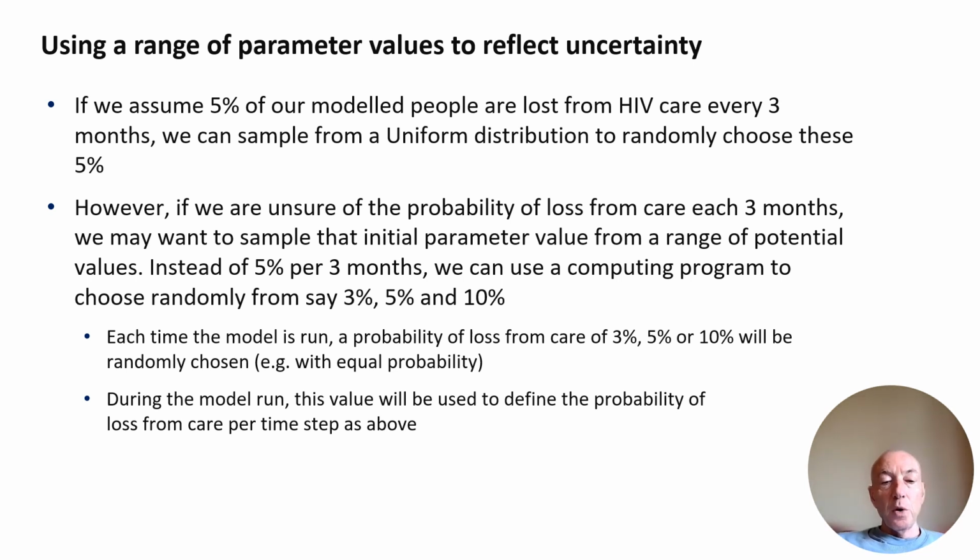So then each time the model is run, a probability of loss from care of 3%, 5%, or 10% will be randomly chosen, for example, with equal probability. During the model run, this value will be used to define the probability of loss from care per time step, as described above. And then we will look at the outputs, and we can see the effect of the different parameter values on the answer to the policy question.